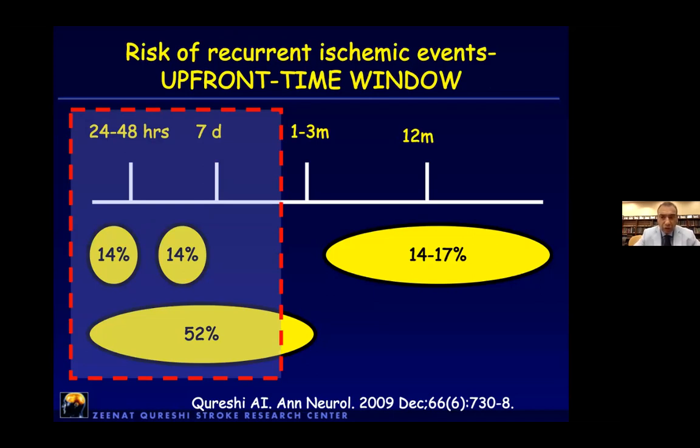We've always talked about the time window for intravenous thrombolysis for acute ischemic stroke, but I think we have to recognize there may be a time window when we come up with intracranial atherosclerosis and an intervention to prevent a second ischemic event.